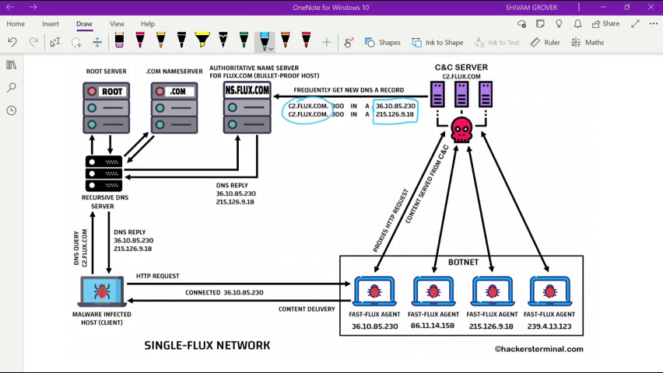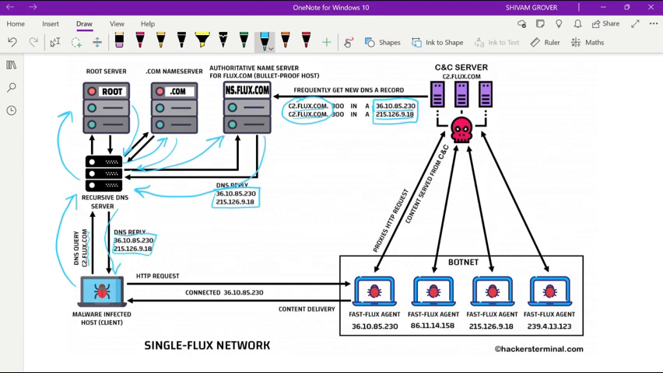So when a malware tries to figure out the IP address of a given domain name, it's going to send the request to the recursive DNS server, which is going to go to the root server, and the root server is going to redirect this to the .com name server, which also redirects to the authoritative name server. In this authoritative name server, this domain name has been mapped to this IP address and this IP address. So it gives the response back, and the response is these two IP addresses.